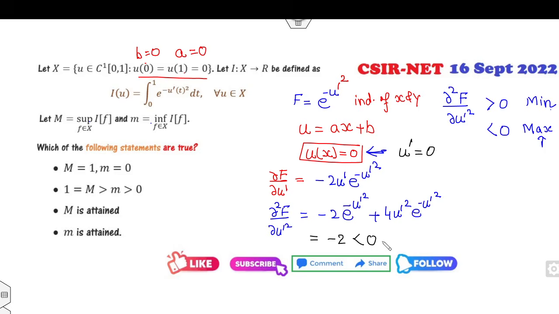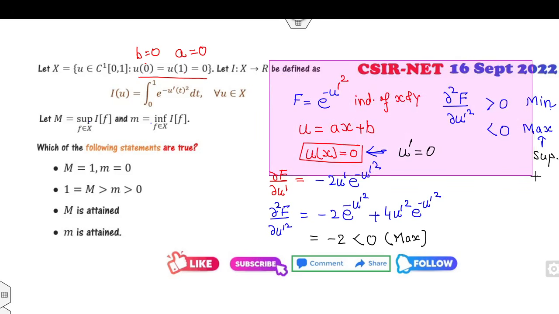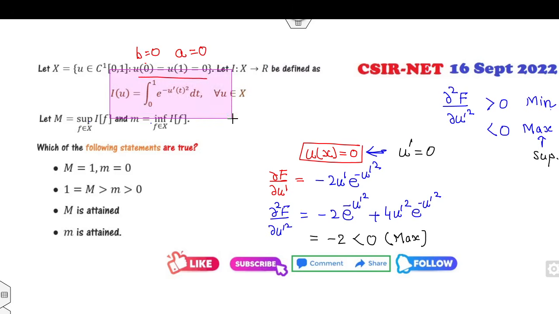That is less than 0. That means maximum occurs. That means supremum. Fine. Now, how can you check the value of the supremum? I can substitute this value at this point. What is the value of the I at this condition? It is 1 to 0. U dash is 0, e raised to power 0, e raised to power 0 is 1. So that means the maximum value is occurring at 1, and M is my supremum. M is plus 1.